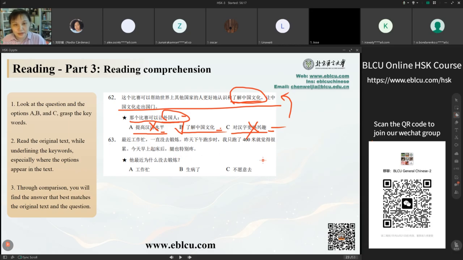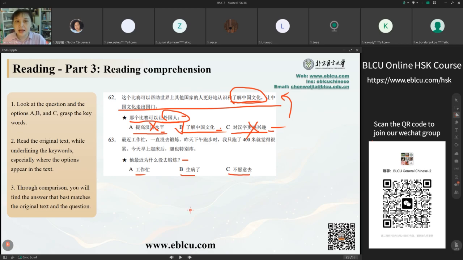63. Again, let's start from the easy part, from the question. 他最近为什么没去锻炼? So why didn't he go for exercise? Reason A, 工作忙, busy at work. B, 生病了, sick. C, 不愿意去, doesn't want to go.